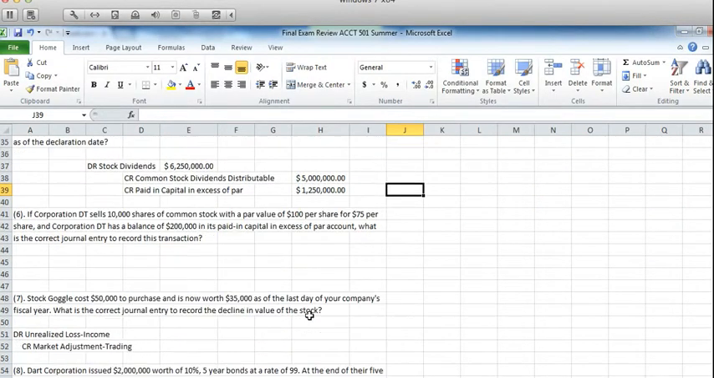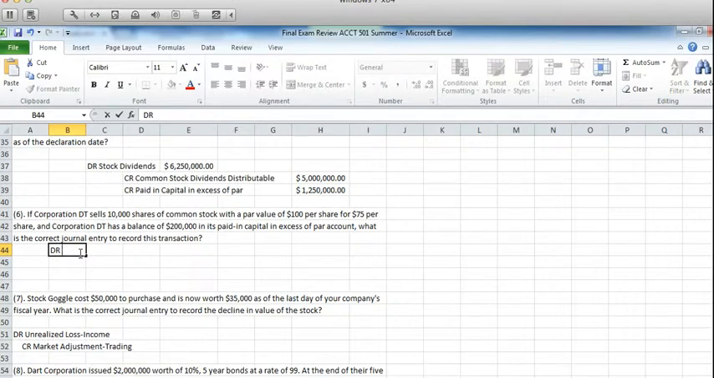Okay, number 6. If Corporation DT sells 10,000 shares of common stock with a par value of $100 per share for $75 per share, and Corporation DT has a balance of $200,000 in its paid-in capital in excess of par account, what is the correct journal entry to record the transaction? So what we're looking at here is we're selling 10,000 shares of stock for less than par value. Okay, so let's start out with the first part of this entry because that's pretty self-explanatory.